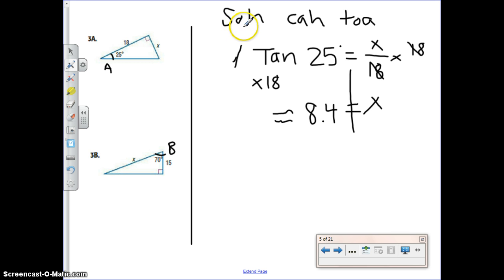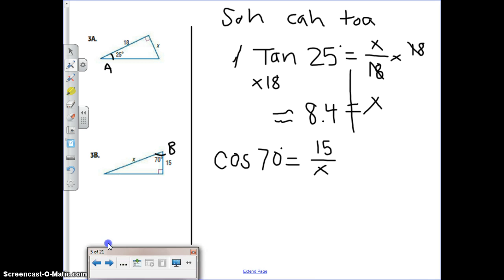So sine is opposite over hypotenuse, so we can't use sine. Oh, cosine is adjacent and hypotenuse. So we're going to want to use the cosine of our angle, which is 70 degrees, our angle B, is equal to the adjacent leg, which in this case is 15, over the hypotenuse, which is x.